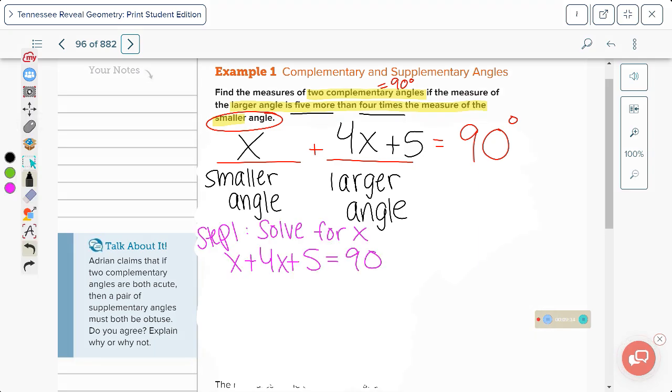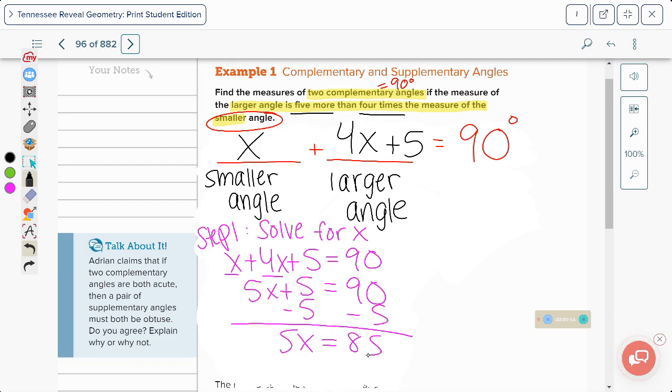All right, so we have our equation. We can combine like terms first. I see an x and a 4x. That's going to combine and give me 5x. I have a positive 5, so I can move that by subtracting it from both sides. So 5x is equal to 85. And I'm trying to get x by itself, so I'm then going to divide by 5 on both sides. And so x should be 17.